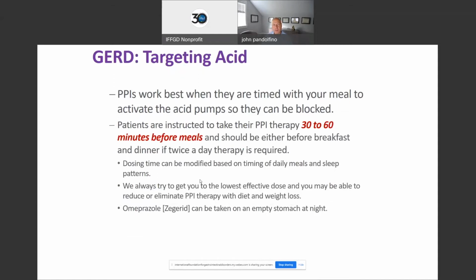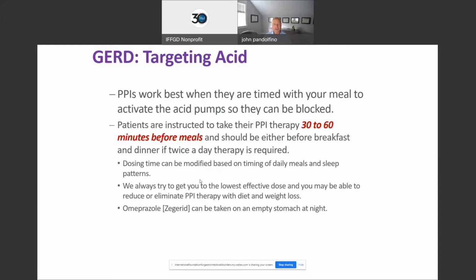Now, as I mentioned before, PPIs work best when they're timed with your meal. They need to work or block activated pumps. So patients are instructed to take their PPIs 30 to 60 minutes before meals so it can be absorbed in the small intestine, get delivered through the blood to the parietal cell, and then within the parietal cell, it gets secreted into what we call the canaliculi, where they can actually block the acid pumps. So really important to remember that this particular timing gives you the best bang for your buck when you're trying to suppress acid with reflux disease.